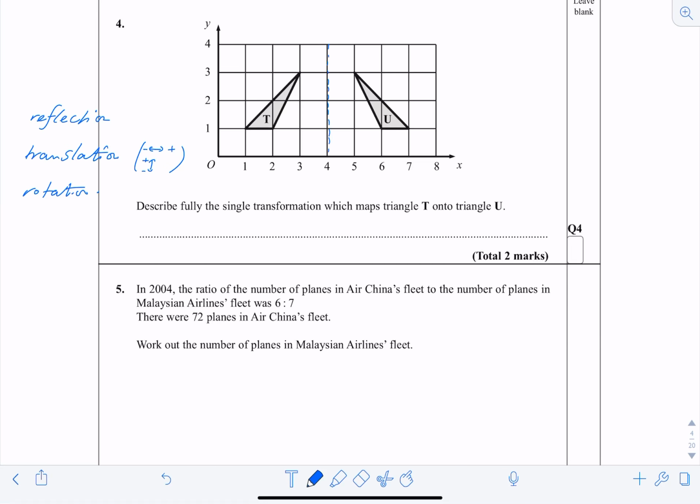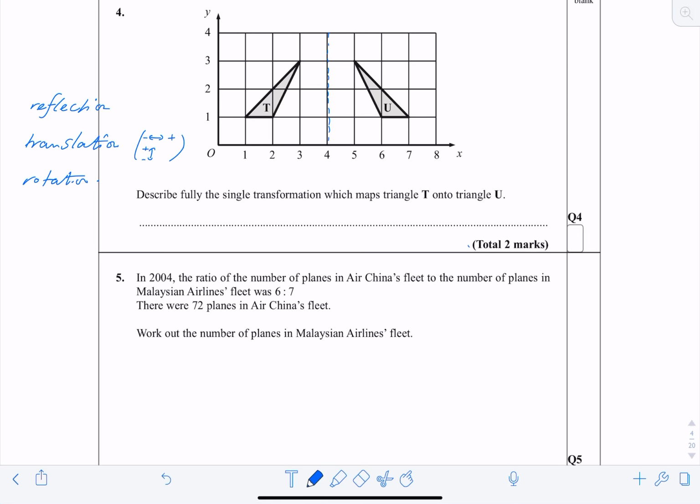So for a reflection, this question here is out of 2 marks. Reflection gives you 1 mark, and the other mark is going to be what line it is reflected in. I can see that it's reflected in the line I drew on the graph. Now we have to actually write the equation of that line.